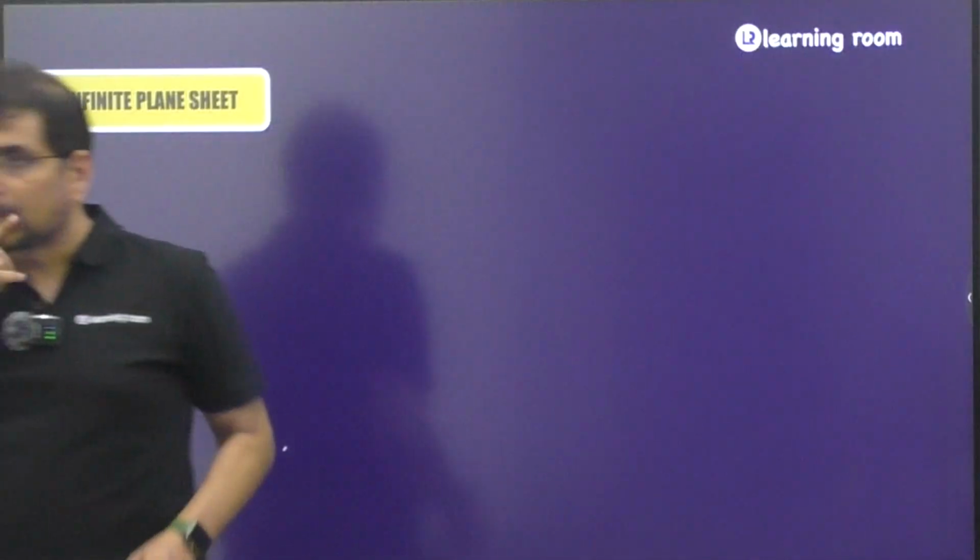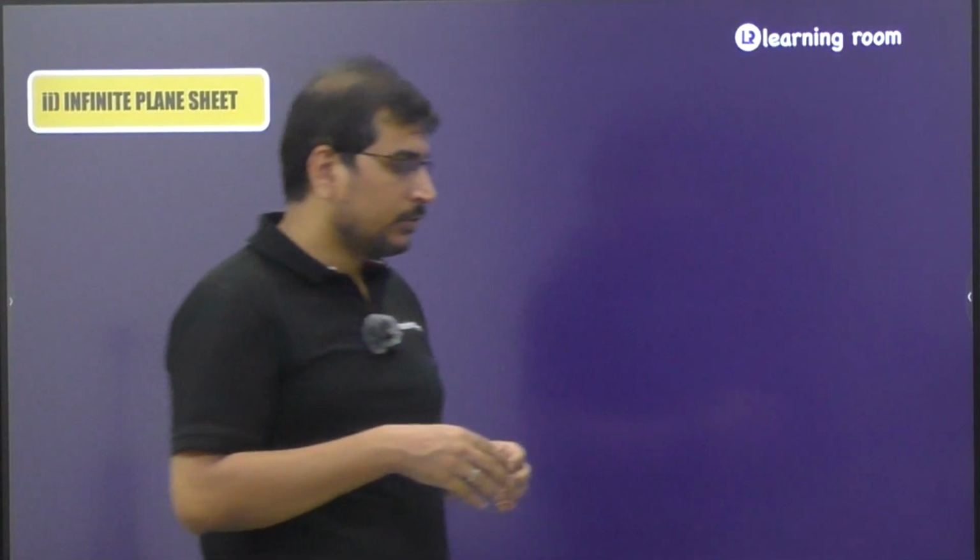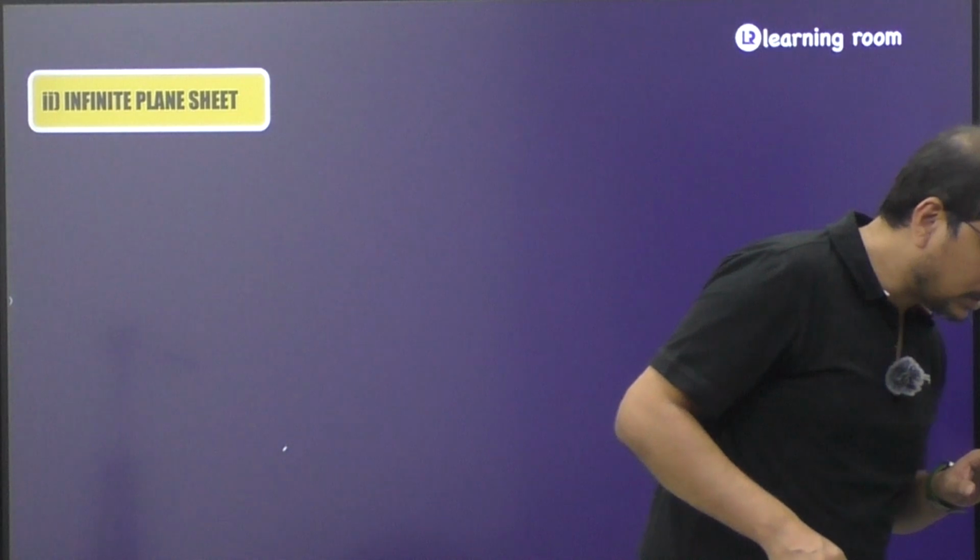So the next concept that we are going to discuss is the electric field due to an infinite plane sheet. Okay. So this is the last concept for this chapter. After that, we are done.